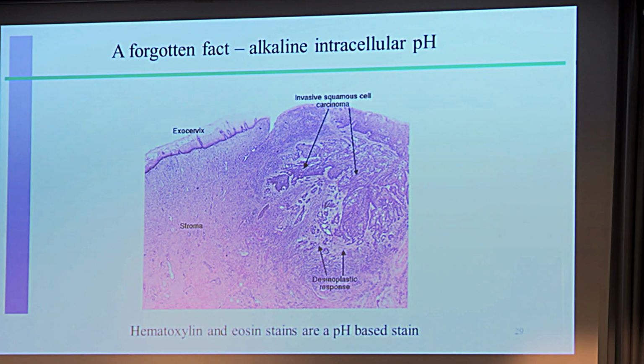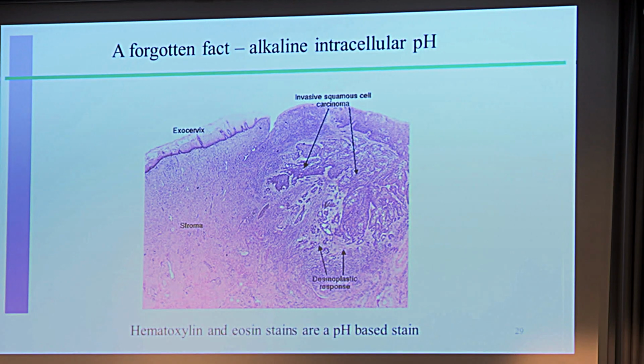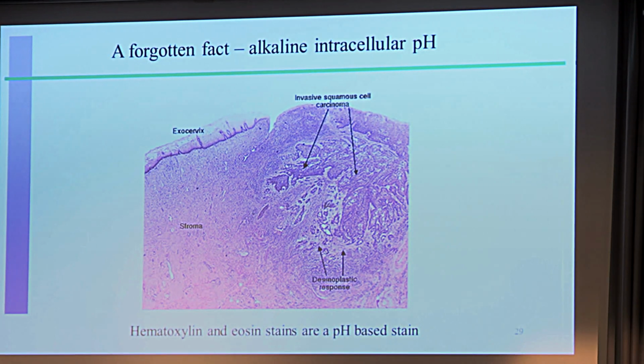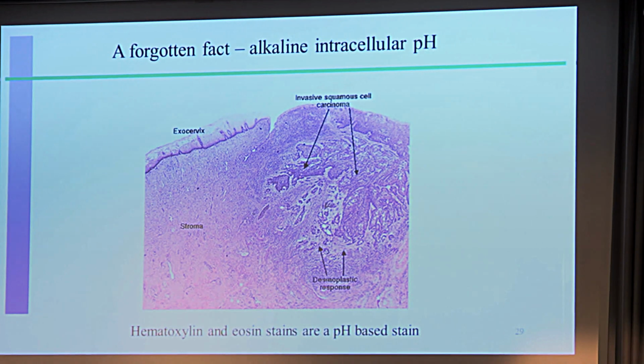And it's what we use when we go to tumor boards or things like that. When they do the staining, the eosin and hematoxylin, these are stains which stain the pH. They are pH-dependent stains. And the tumor cells are basic.